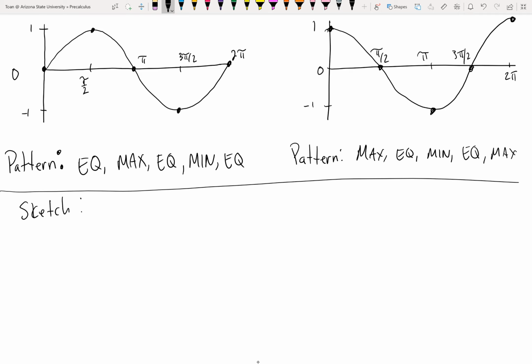Let's sketch a, quote, complicated looking function. So let's sketch y equals 3 sine of 2 times the quantity x minus pi fourths, minus 2. That seems very, very intimidating, but I promise you it is super duper simple.